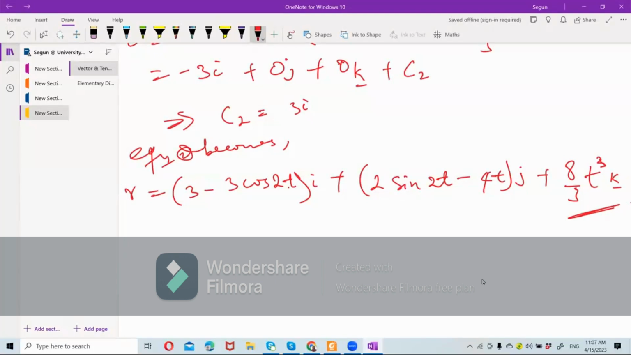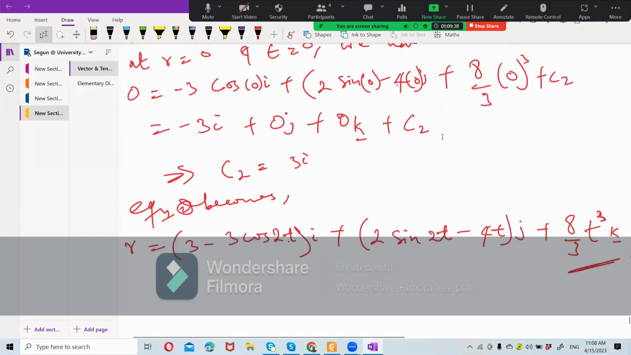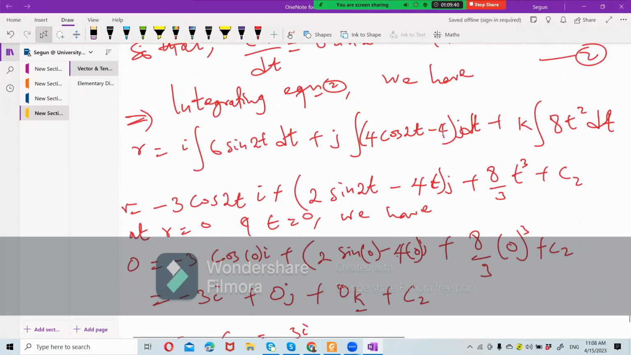Hello, sir. Yes? From the equation 2 we have, I think we have 6 sine 2t i plus bracket 4 cos 2t minus 4 bracket close j. Why are we having 3 minus 3 cos 2t at the end of it here?